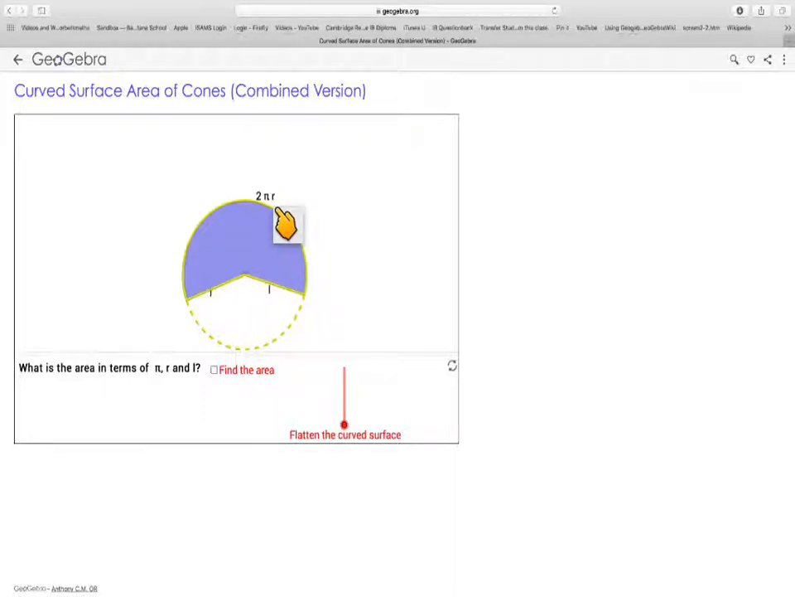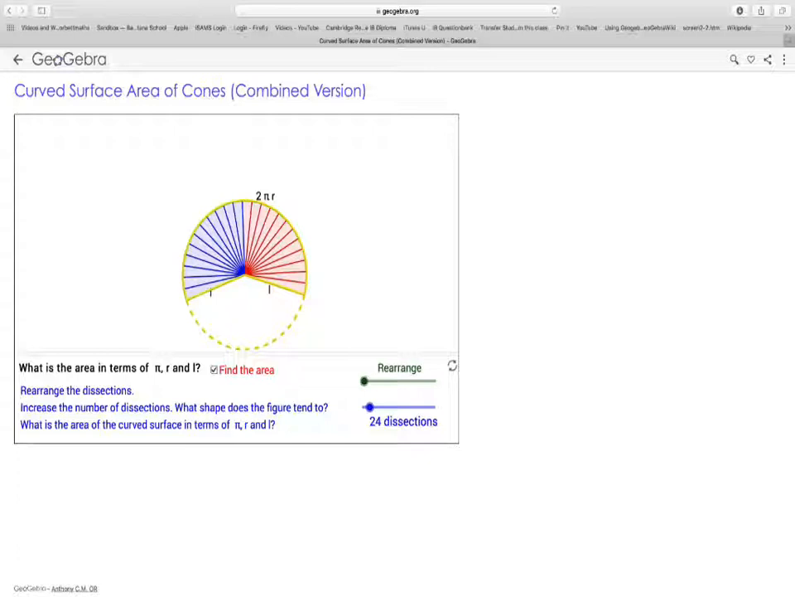So the circumference of a circle is 2 pi r, r being the radius of the cone, and this length here would be the slant height, and this would be the other bit which would join up to it to make a cone. Right, what we're going to do now is find the area of this curved surface area here. So if I click this one here, it dissects it into 24 dissections. Now we can rearrange those. So remember, from here to where the red wire starts will just be pi r, half of this distance. All the way around from here to here would be 2 pi r.